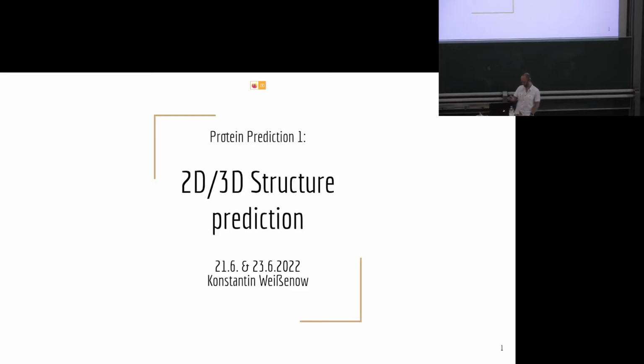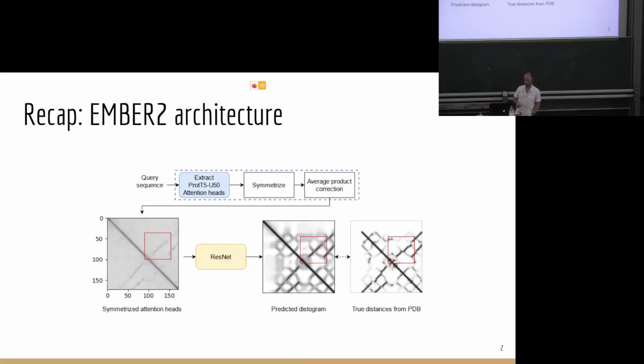So, is this working? Yes, it is. So, a brief recap on what we talked about on Tuesday. I was talking about 2D structure prediction and specifically about EMBER2, which is one of the methods from our chair, where we're using protein language model embeddings for the prediction of distance maps. Brief recap on how that worked.